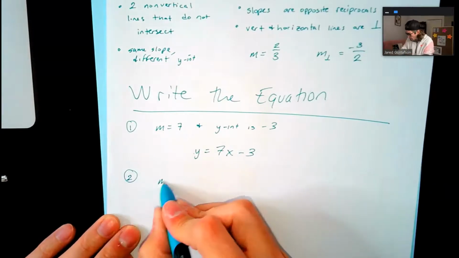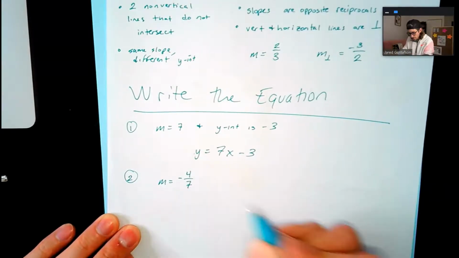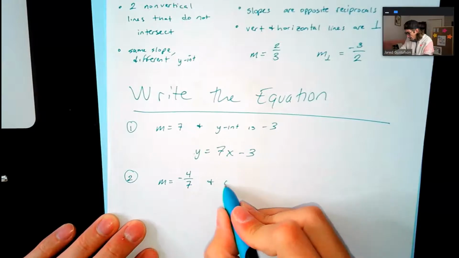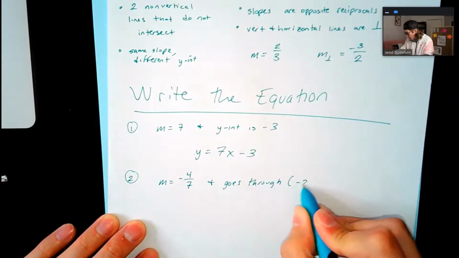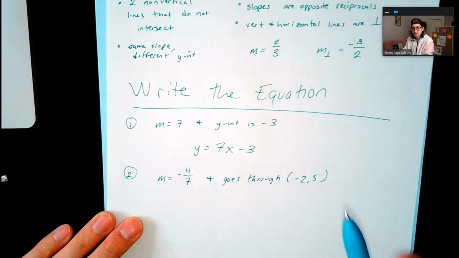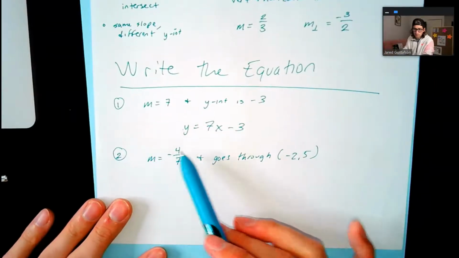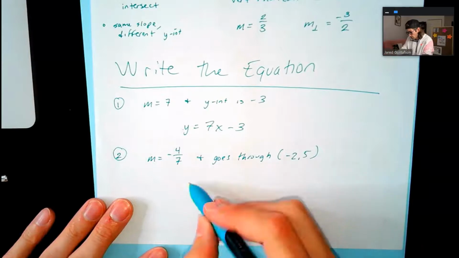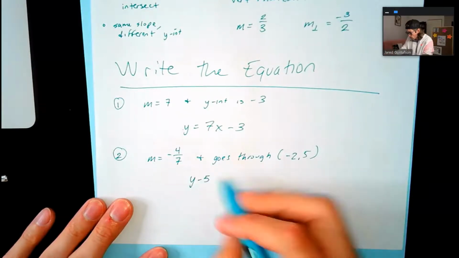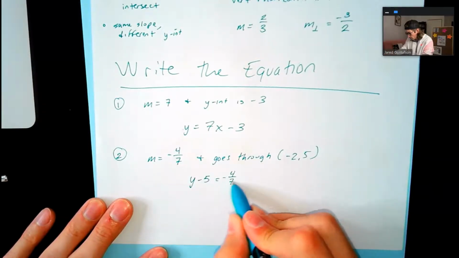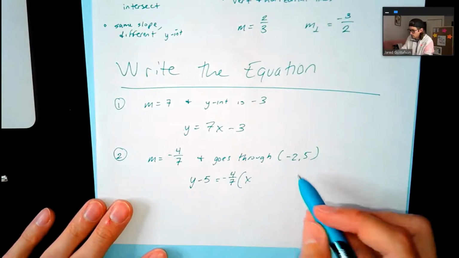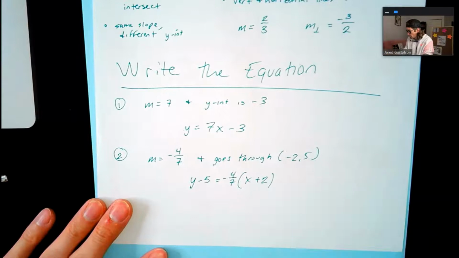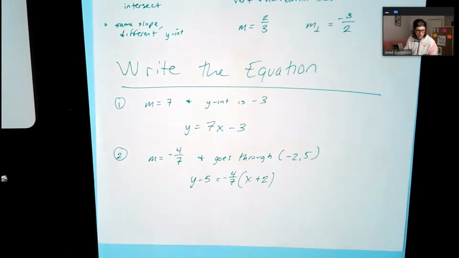What if I told you that the slope was -4/7 and the line goes through the point -2, 5? Well, in this case, you have a slope and a point. Let's use point-slope form. Y minus the y-coordinate equals the slope times x minus the x-coordinate, but you notice the x-coordinate is negative, so why not flip the sign so that it is positive.